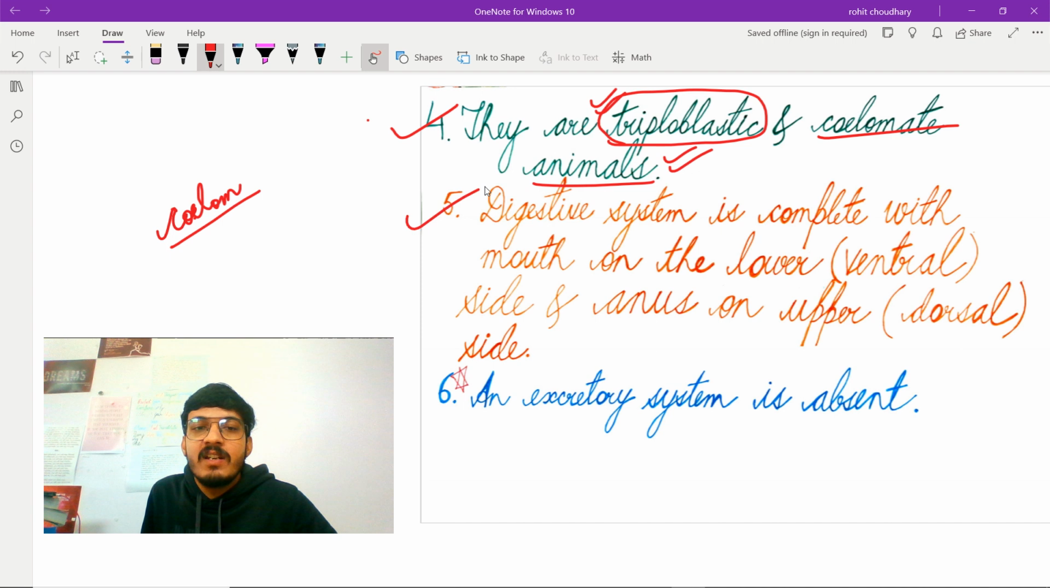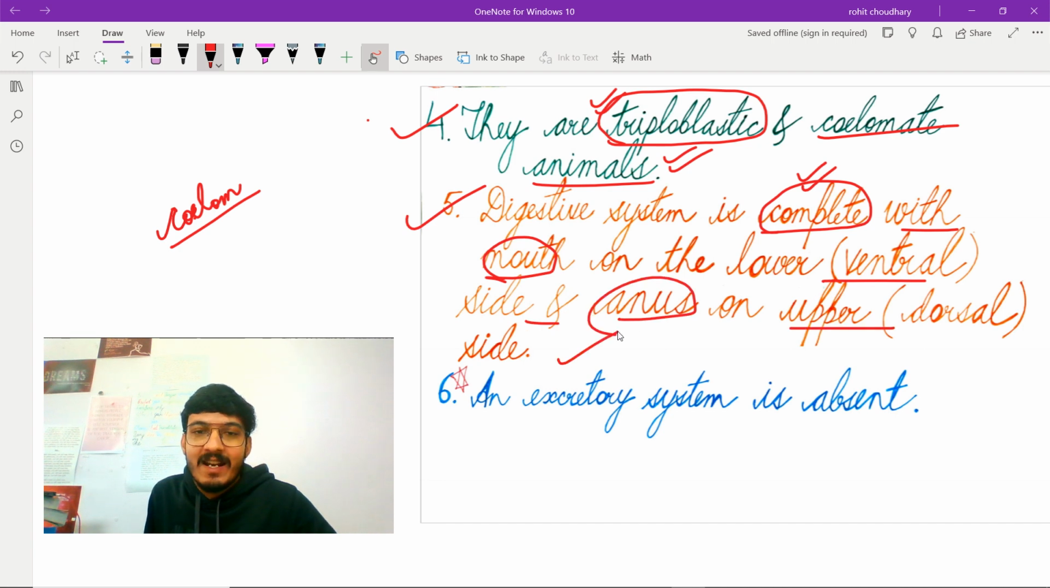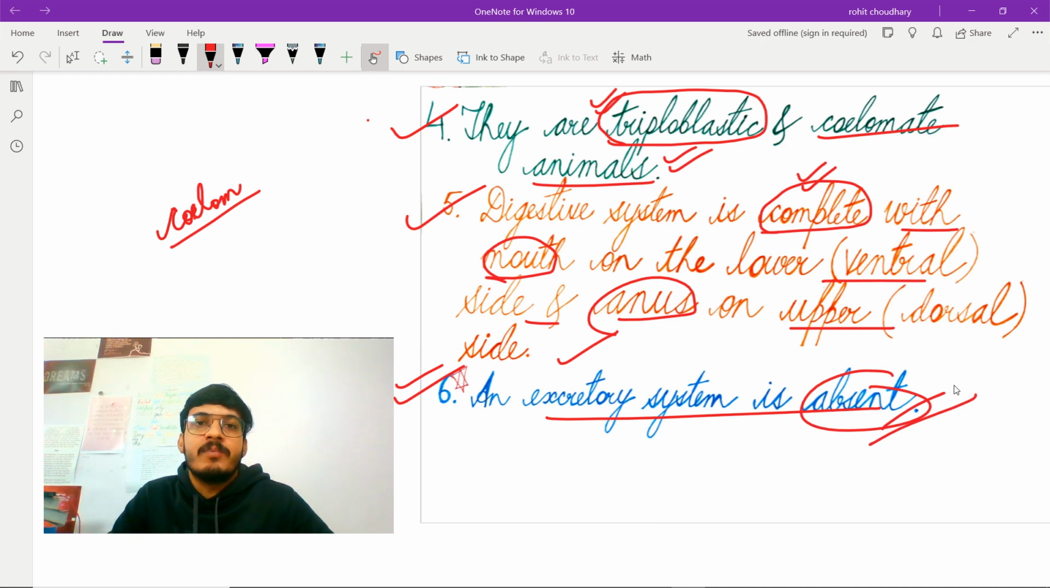Alright. The next feature is digestive system is complete. Complete means 2 separate openings are present, one for mouth and one for anus. With mouth on the lower side. Mouth is situated on the ventral side or the lower side and anus is situated on the upper or the dorsal side. The next feature is, and this is the most important feature of this phylum, an excretory system is totally absent. So the examiner can ask you a question that name the phylum in which the excretory system is totally absent. So the answer will be phylum Echinodermata.